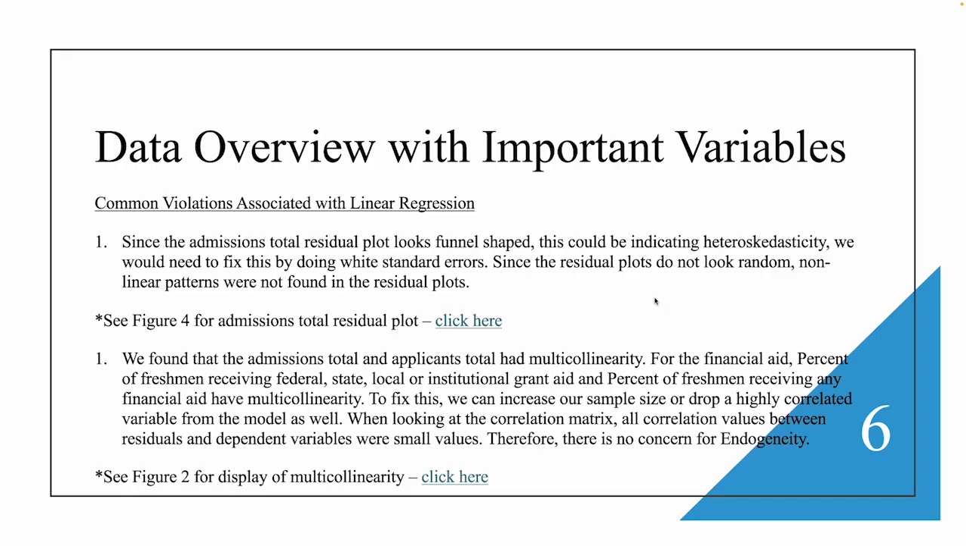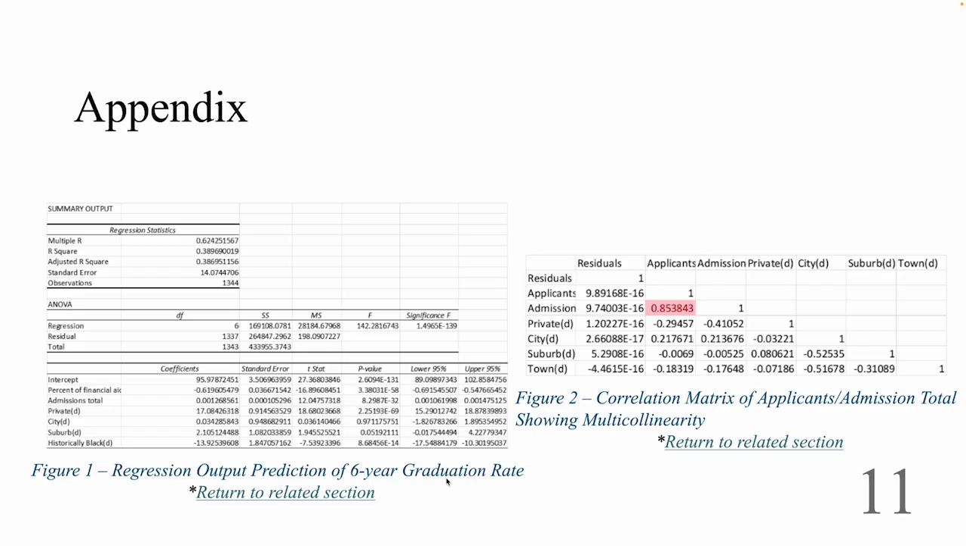We found that the admissions total and applicants total had multicollinearity. For the financial aid, percent of freshmen receiving federal, state, local, or institutional grant aid, and percent of freshmen receiving any financial aid have multicollinearity. To fix this, we can increase our sample size or drop a highly correlated variable from the model as well. When looking at the correlation matrix, all correlation values between residuals and dependent variables were small values. Therefore, there is no concern for endogeneity. Let's take a look.